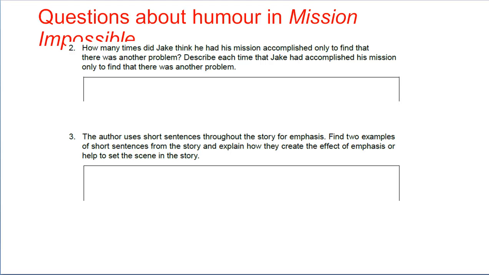Okay, so in your unit there's a couple of questions we need to answer. We can just discuss them as well. How many times did Jake think that he had his mission accomplished, only to find that there was another problem? Describe each time that Jake had accomplished his mission, only to find that there was another problem.